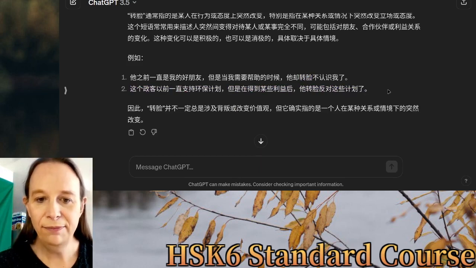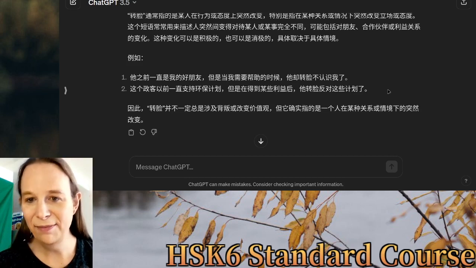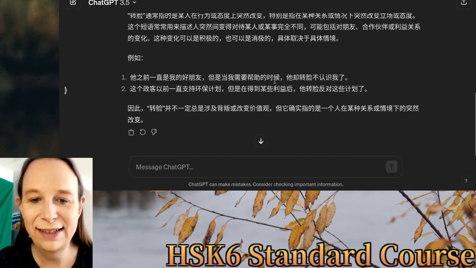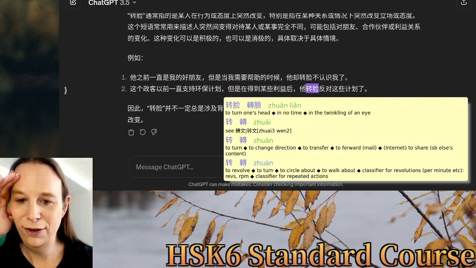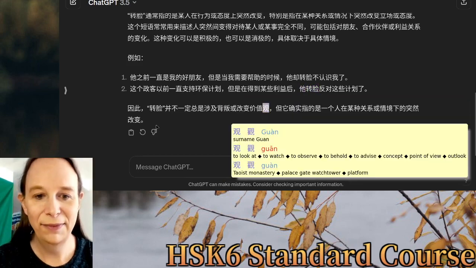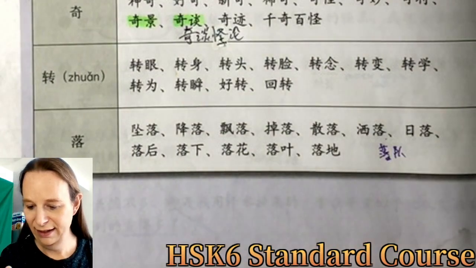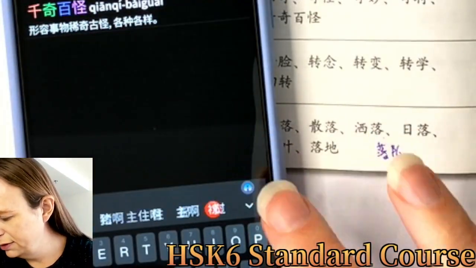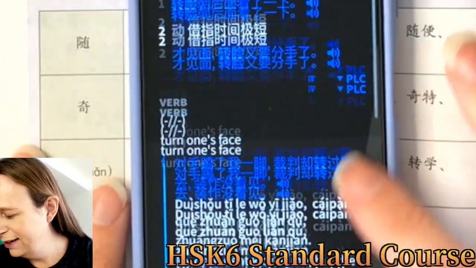这个政客以前一直支持环保计划，但是在得到某种利益后，他转念反对这些计划了。 Yeah, that's what I thought it meant. But it's not in the English dictionary, that pop-up dictionary. I think it means a change, turn of face, right?